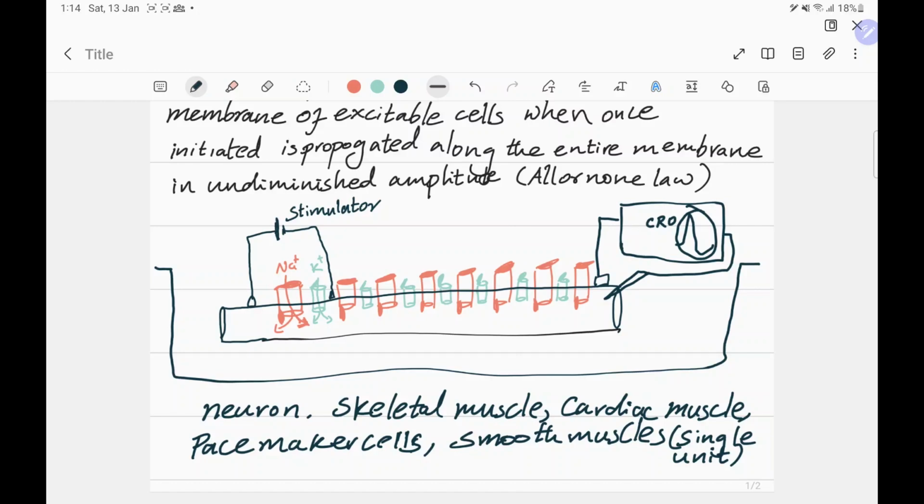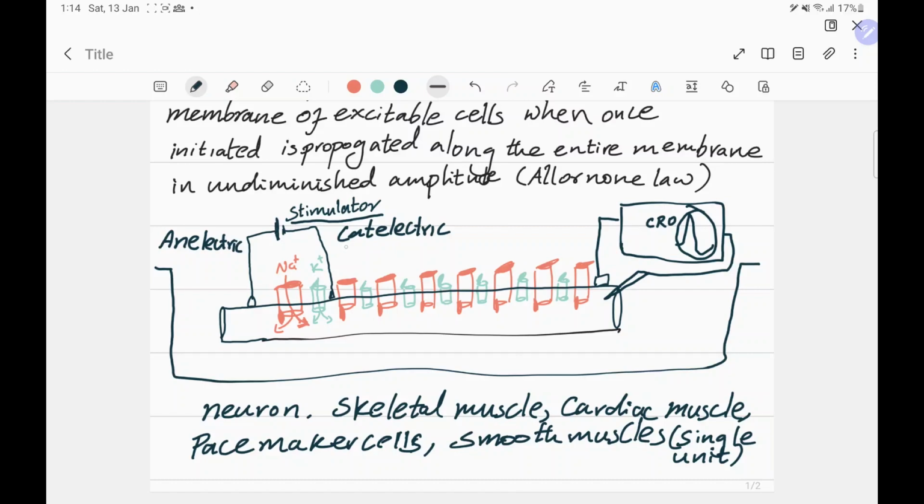So we have this giant axon, and here you could see that there is something called a stimulator on the upper left hand corner of this diagram. This stimulator gives a current. Now there are two types of currents. There is a catelectric current, and there's an anelectric current that this stimulator can make.